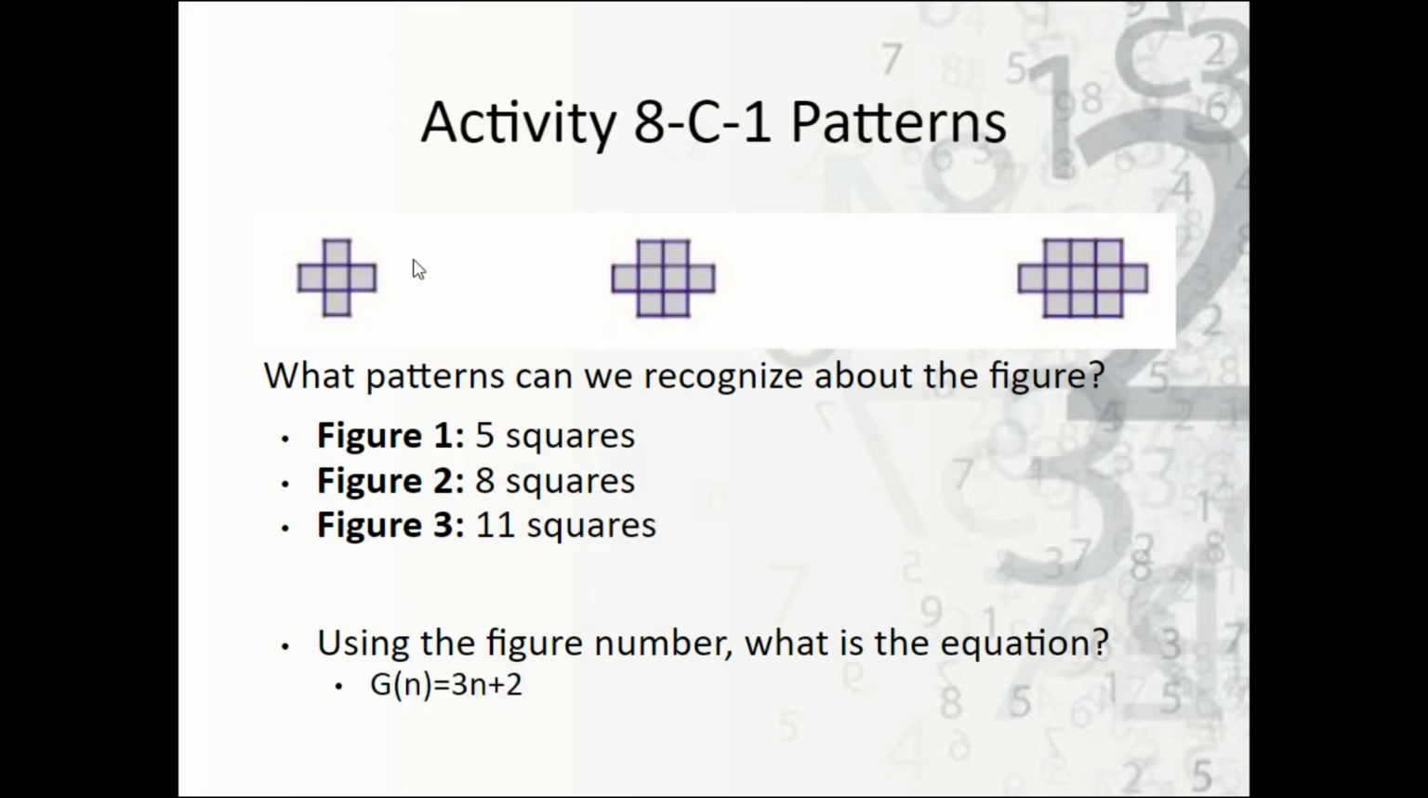Well, when we do this, you should be able to see that we have our original row here. So it's 3 times the number of rows because we add a row each time. So 3 times n, number of rows. And then we have these 2 on the ends. So it would be plus 2. So in this case, our function could be 3n plus 2.